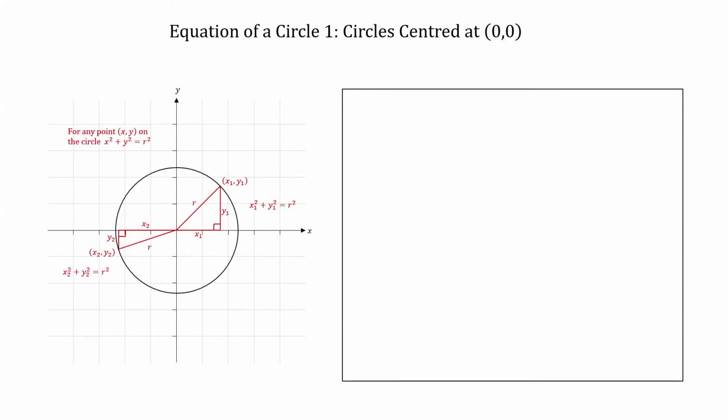So we can take this as a definition of a circle equation. So the equation of a circle with radius r and center 0, 0 is x squared plus y squared equals r squared.